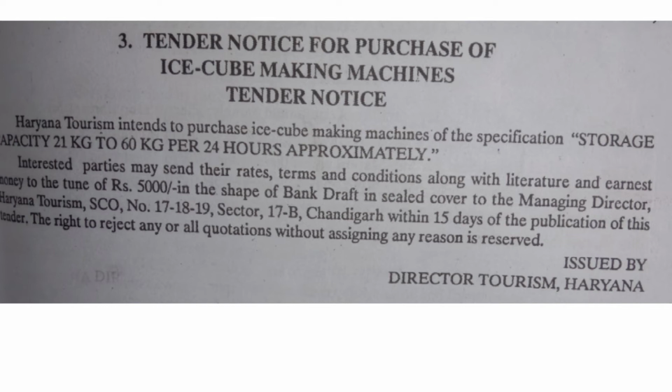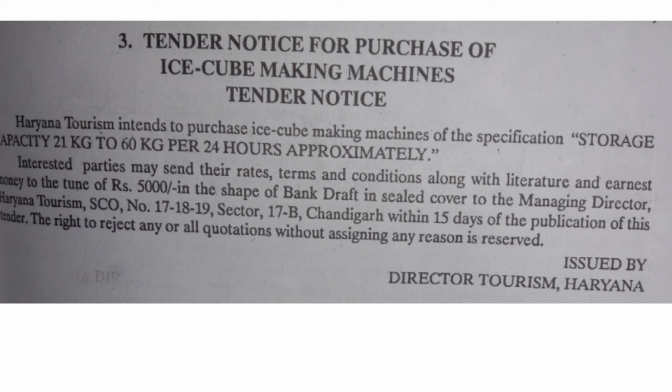Haryana Tourism intends to purchase ice cube making machines of the specification. They have mentioned here the specification, which means which type of ice cube making machines they want to have. Storage capacity 21 kg to 60 kg per 24 hours approximately, meaning they want ice cube making machines with that storage capacity per 24 hours approximately.